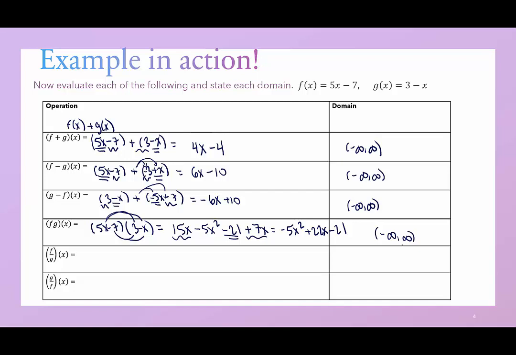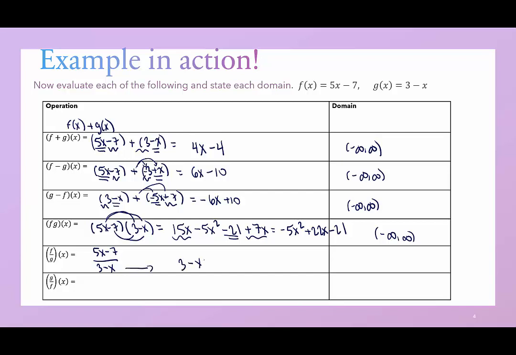Our first quotient function, so this is f of x over g of x, right? This is the function f over the function g. And this would be 5x minus 7 divided by 3 minus x. There's not much more we can do with this quotient function. We can't simplify. There's no like terms, nothing of that. We can't factor anything. But there is going to be a problem with the domain because now we have a restriction on x. The denominator cannot be 0.